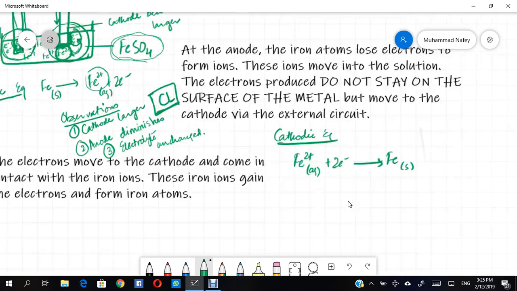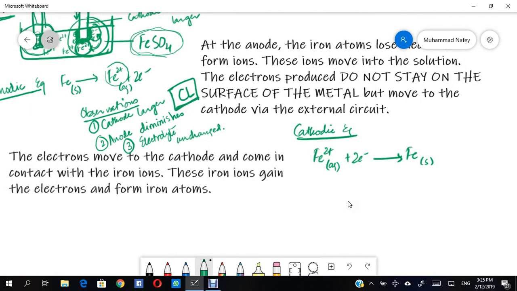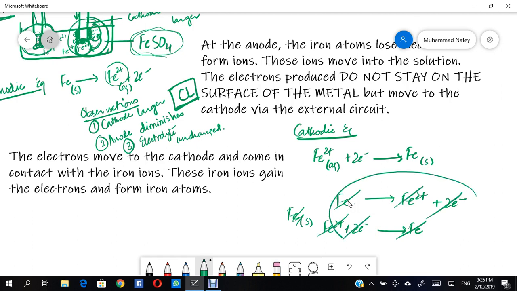Now, if we construct the overall equation for this reaction, it will be something like Fe solid. In fact, there would be no net reaction. Just take a look here. This is the anodic equation: Fe gives us Fe2+ plus 2e-. And here we have Fe2+ plus 2e- gives us Fe. Things on opposite sides can be cancelled. So this can be cancelled, this can be cancelled, this can be cancelled. There is no net reaction taking place in the electrolyte.